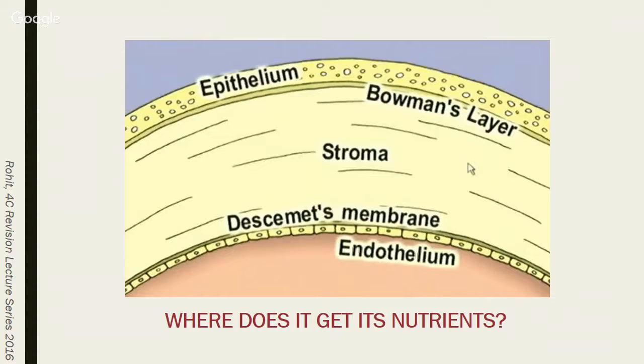So where does the cornea get its nutrients from? It's avascular. Yeah, so the vitreous or the aqueous humor, right? So any sort of humor, aqueous in this case.